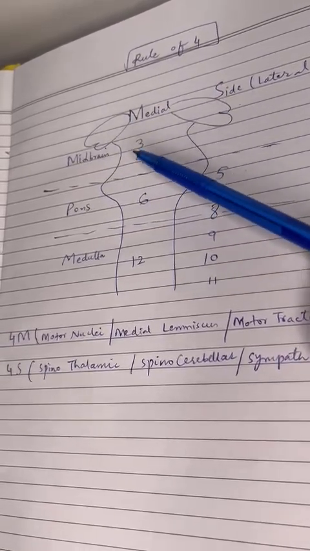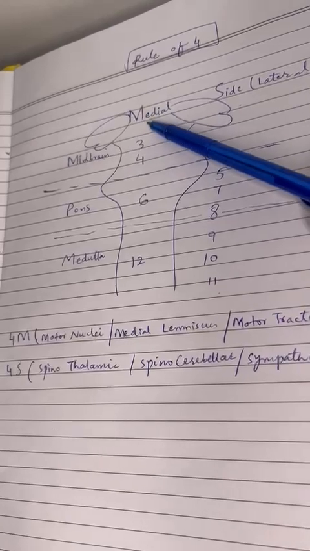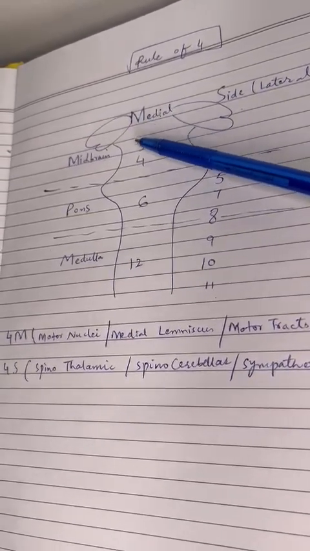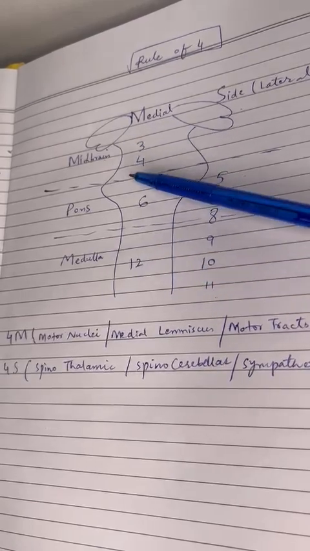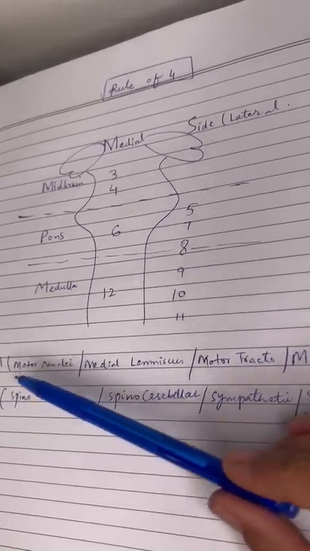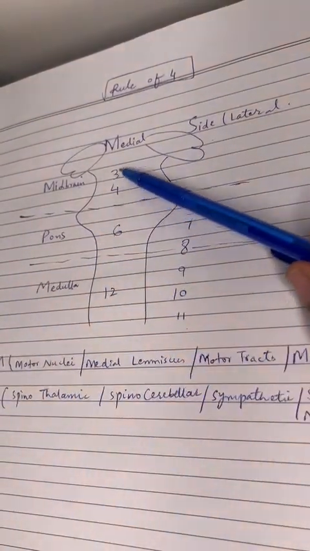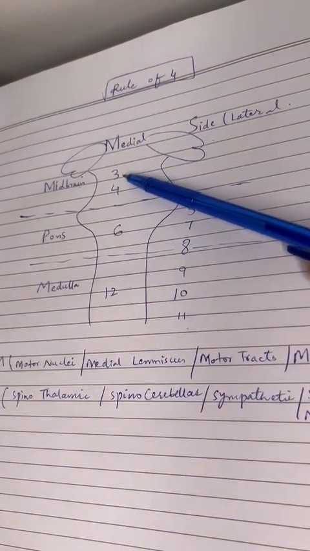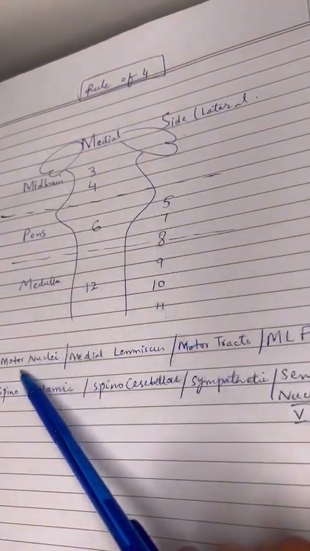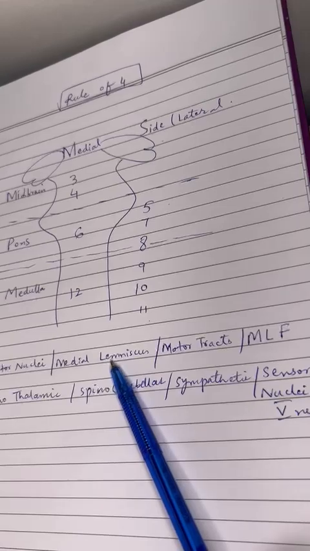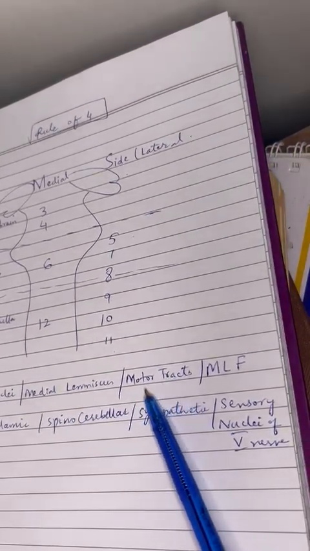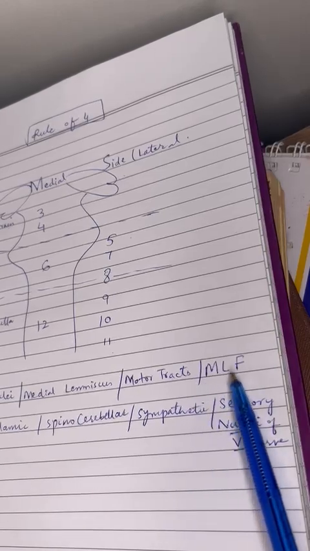Now the second rule of 4 is here: M stands for medial and S stands for side, or lateral, right? So in the medial part of the brainstem, there are 4 Ms. What are those 4 Ms? They are motor nuclei, right? These cranial nerves are all pure motor nerves. So in the medial part of the brainstem, you have the motor nuclei, the medial lemniscus, which is part of the DCML pathway, the motor tracts, which include the corticospinal tract, and the medial longitudinal fasciculus.